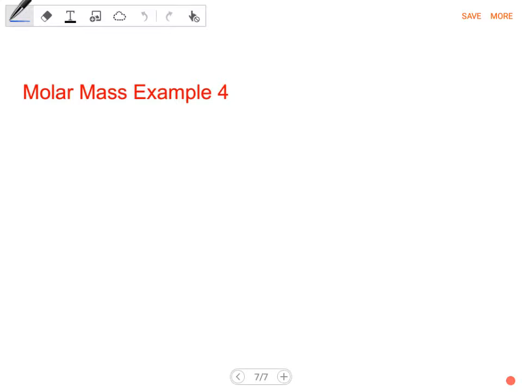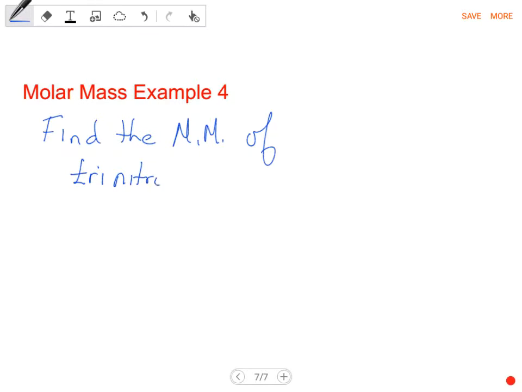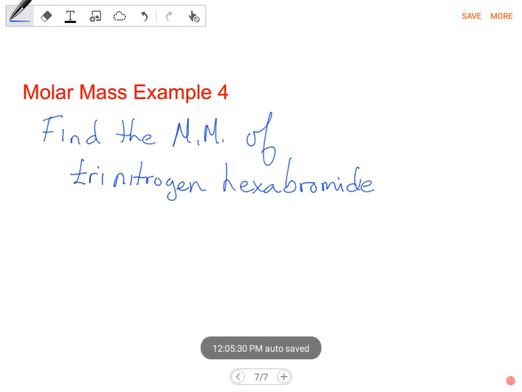Finally, let's look at a molecular one. Let's go find the molar mass of trinitrogen hexabromide. So again, you're going to have to remember your prefixes here. So this means we should have 3 nitrogens and we should have 6 bromides. And that, of course, is going to impact how we do this.